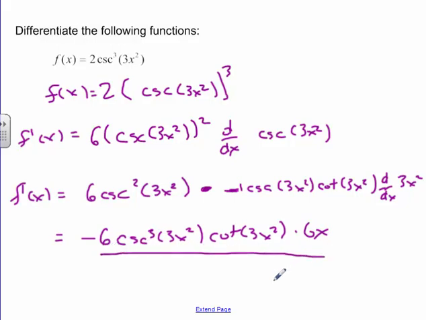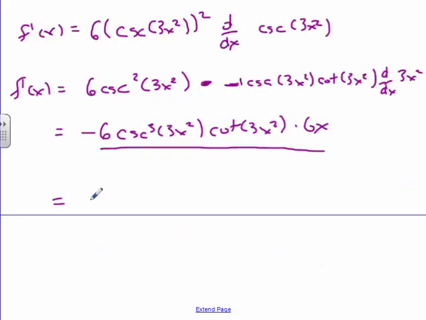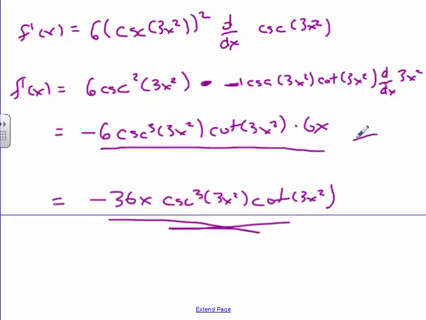And this would be a good place to leave it if you wanted to. Or maybe this would be the best way to do it. Maybe make it -36x cosecant cubed, well, all to the power of 3, and then cotan of that. There, either this one or this one should probably work as a derivative. Definitely not this one up here, right? This one's not ready yet because it still has a derivative left.